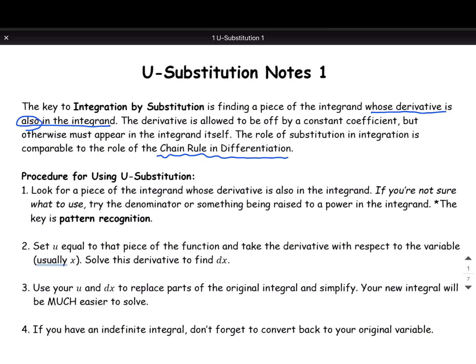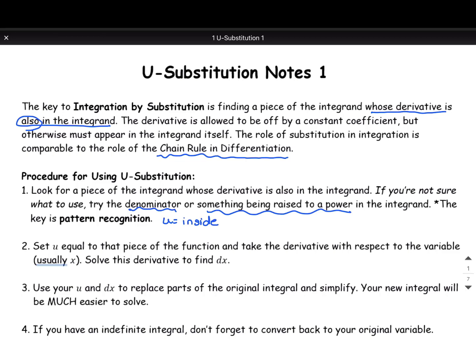Now, if you're not sure what to use, which is sometimes, especially at the beginning, tough to find, try letting the denominator be the u, or if you have something really messy, like a big polynomial being raised to a power, that would be your u, okay? Remember when we used to look at the inside of functions and the outside of functions? The inside function is your u. So u is your inside function, and we're going to look at inside and outside functions again, okay?